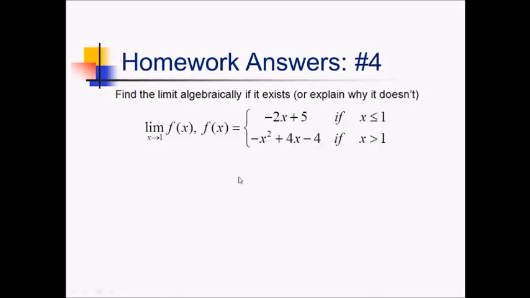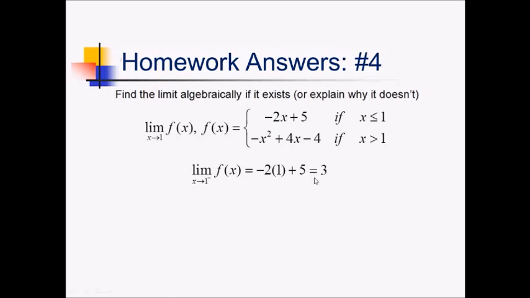For this problem, we're trying to find the limit as x approaches 1 for this piecewise function. Since 1 is a border value, we have to find the left and the right side limits separately. For the left side limit, you're using the before rule, this -2x plus 5. So that's going to be -2 times 1 plus 5, which is 3.